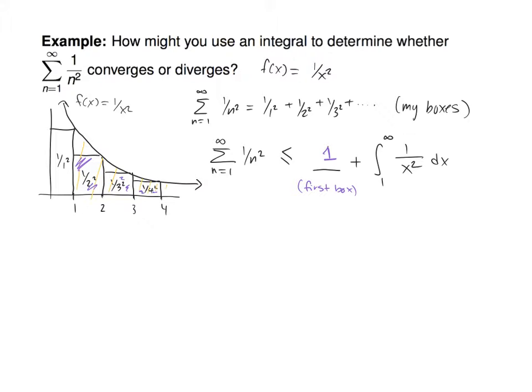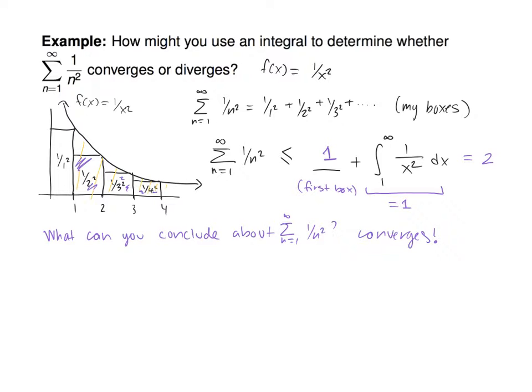Now, if you work out that integral, that actually is equal to 1. You can do a limit and work it out, but you guys get the details. So this right-hand side is equal to 2. Okay. So what do you think you can conclude? What can you conclude about the sum? It converges.